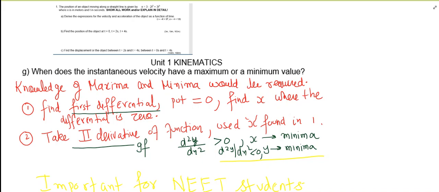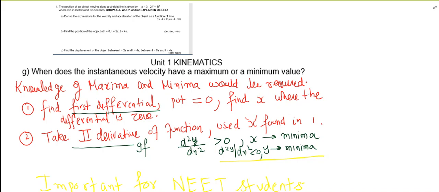All right, so a different question. It's based on calculus and it is based on kinematics. The question is, G. When does the instantaneous velocity have a maximum or minimum value? Now, before I solve the problem, let us understand the meaning of the word maxima and minima.